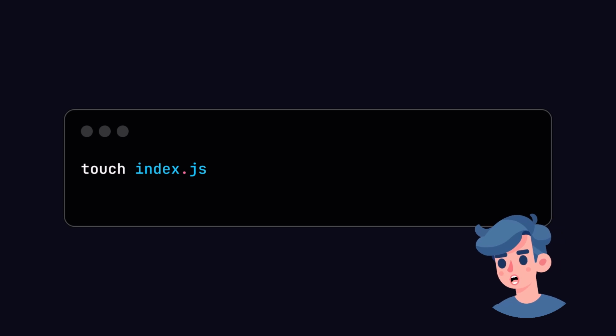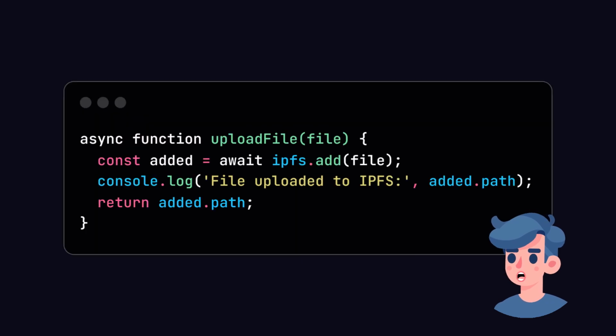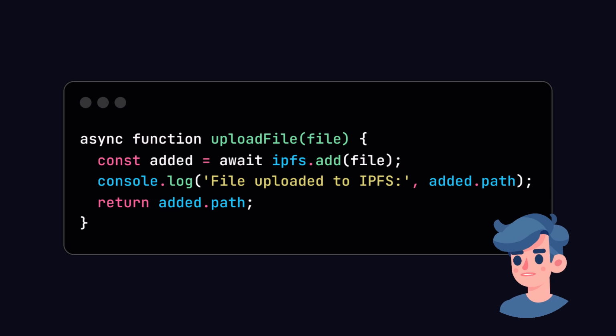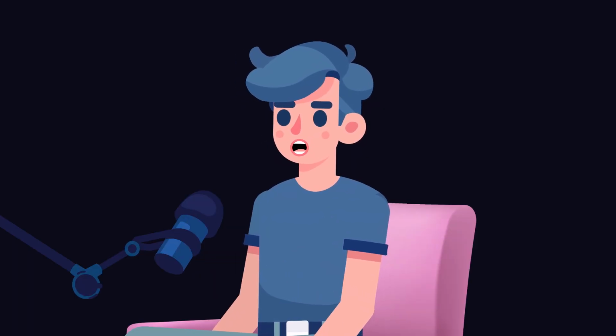Next, let's create a file named index.js where we will write our logic to interact with IPFS and Ethereum. In index.js, we will import our libraries and set up an IPFS client. We will use the HTTP API from IPFS hosted on Infura for our interactions. Now that we have our IPFS client set up, let's create a function called uploadFile to handle the file uploads. In the uploadFile function, we use the add method of the IPFS client to upload files. This will return an object that contains the path to our uploaded file, which is essentially a unique hash.